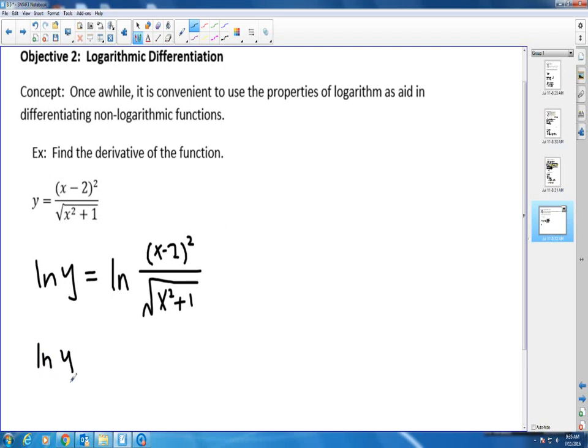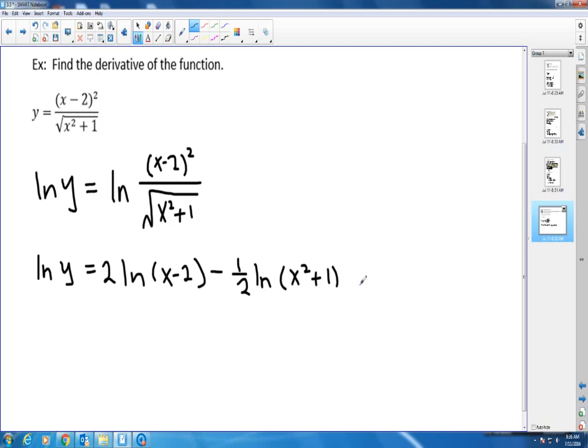So we can rewrite this whole problem as natural log of y equal to, remember the exponent goes to the front, that will be 2 times natural log of x minus 2, minus, the division means subtract. Square root is a half, so bring it up front of the natural log. So that'll be half times natural log of x squared plus 1. So we can basically rewrite this whole problem like this and differentiate accordingly.